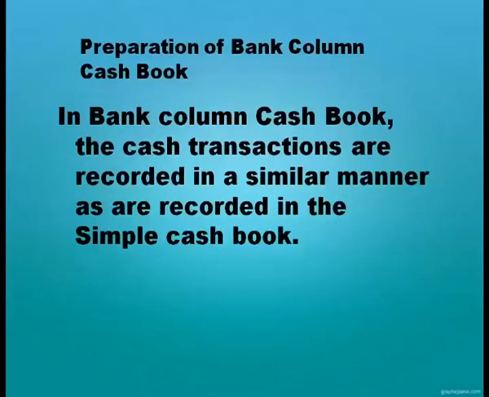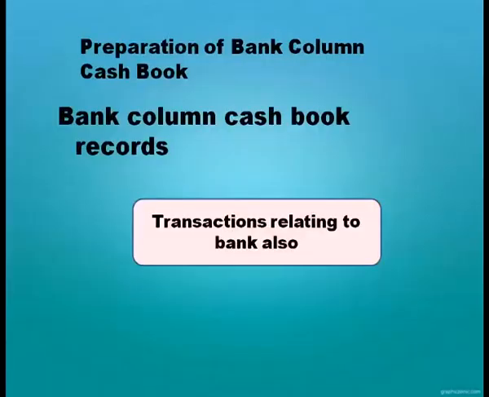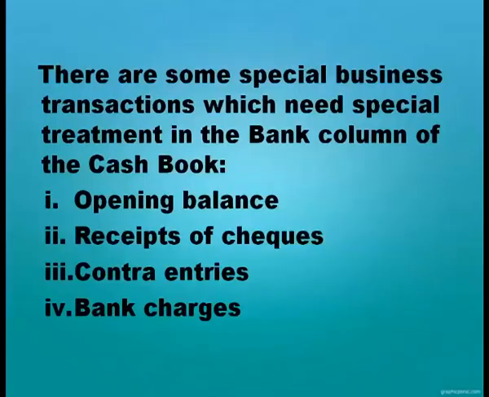Here is a format. Just like a simple cash book, one more column I have added for the amount, that is the bank column. Date, particulars, ledger folio, cash amount column and bank amount column on both sides, one on the debit side and one on the credit side. Bank column cash book records transactions relating to bank also. Special treatment in the bank column cash book is given to opening balance, receipt of cheques, contra entries and bank charges.